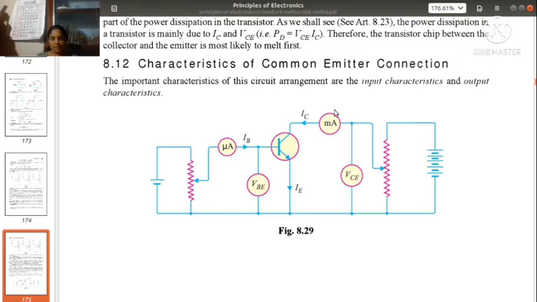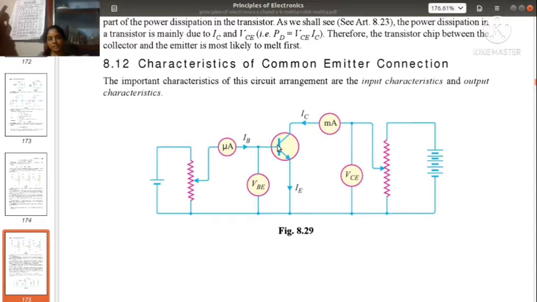So the important characteristics of the circuit arrangement are the input characteristics and output characteristics. So this is the connection diagram for common emitter characteristics. Okay, so this is the battery, and this is a variable resistor whose value can be changed. We can use a rheostat if you are doing it in a lab. And this is a microammeter, and this is a voltmeter, in order to measure the voltage between base and emitter. That is why it is suffixed as BE, base emitter voltage. And this is a milliammeter. Here you can see that here it is a microammeter and here it is a milliammeter.